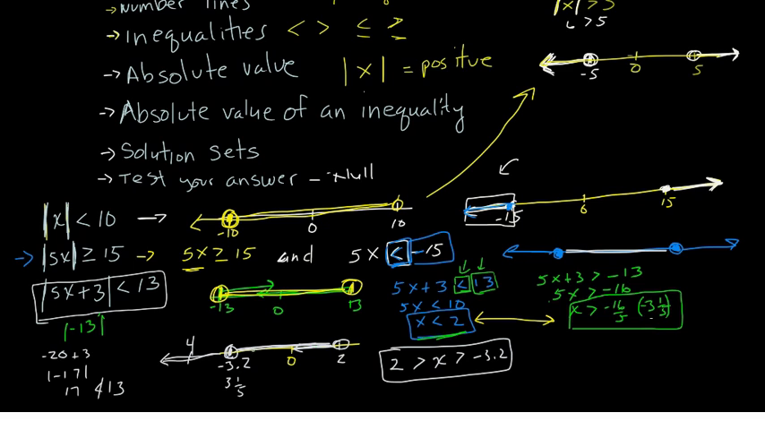And then if we pick any number in between the negative 3.2 and the 2, that should work. So if we put 0 in to test it, the absolute value of 5 times 0, that's 0, plus 3, we get 3. The absolute value of 3 is 3. 3 is less than 13, so it works. All right, so let's answer the question now with all this in mind.